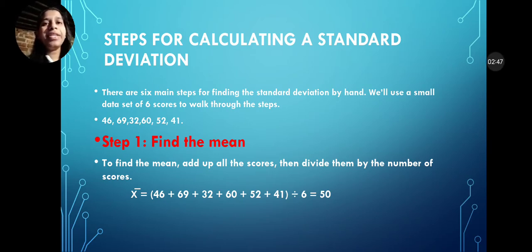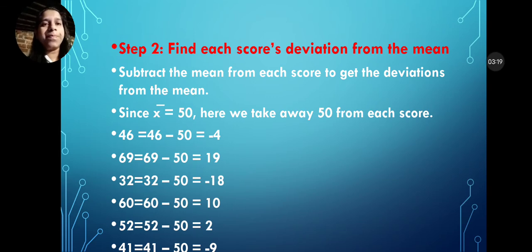Step 1 is find the mean. To find the mean, add up all the scores, then divide by the number of scores. The mean is x bar. How to find x bar? Add all the given data and divide by 6, which is equal to 50. So we get the mean.